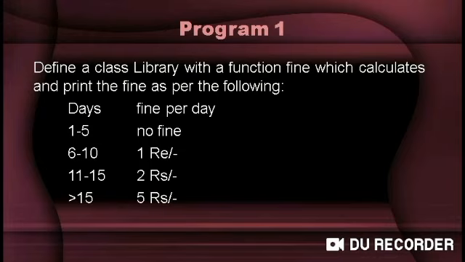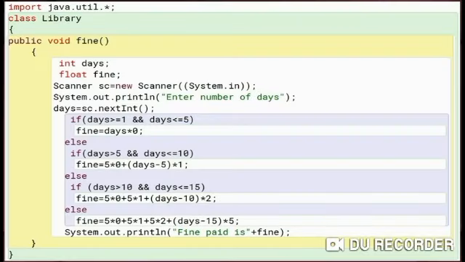Now children, over here the class name and the function name are already mentioned, so you have to use these only. It is mandatory for us to use the same name as is already mentioned in the question. Let's see how we will calculate this. Okay, now over here children, it is saying public void fine, int days, float fine, Scanner sc is equal to new Scanner(System.in), enter number of days. Now using the nextInt function of the Scanner class, I have input the number of days.